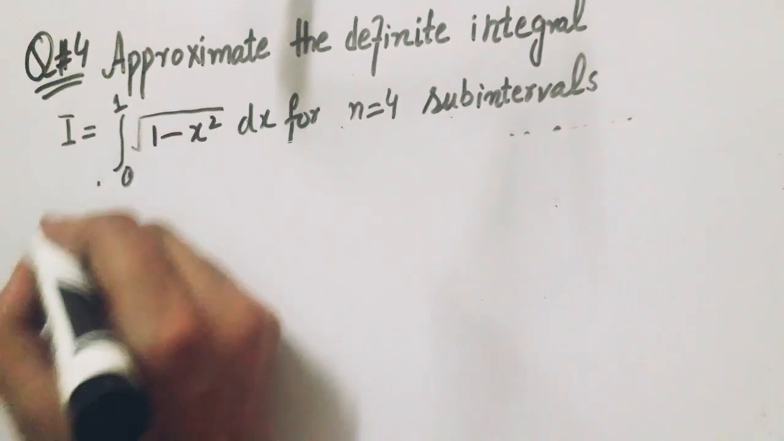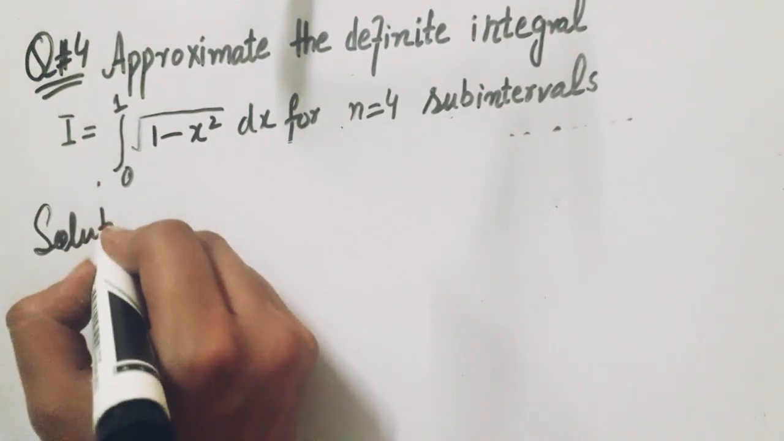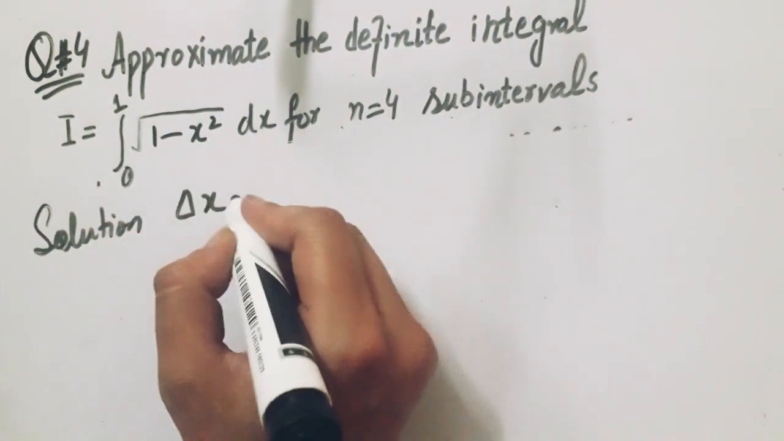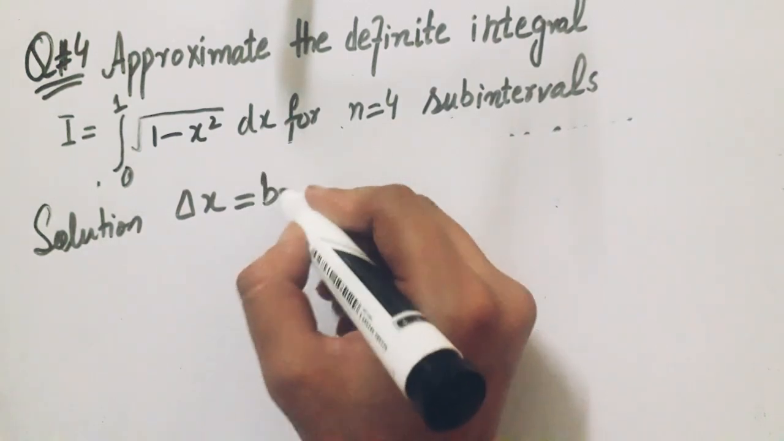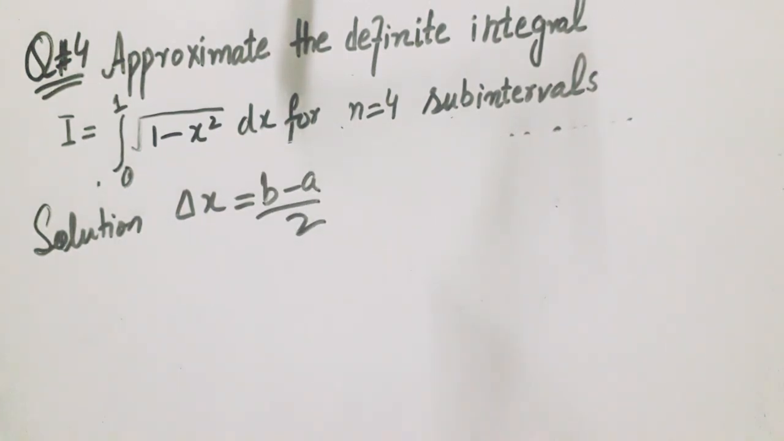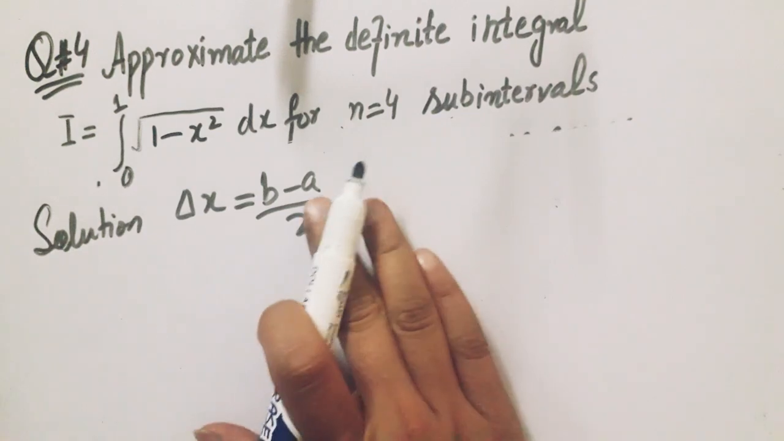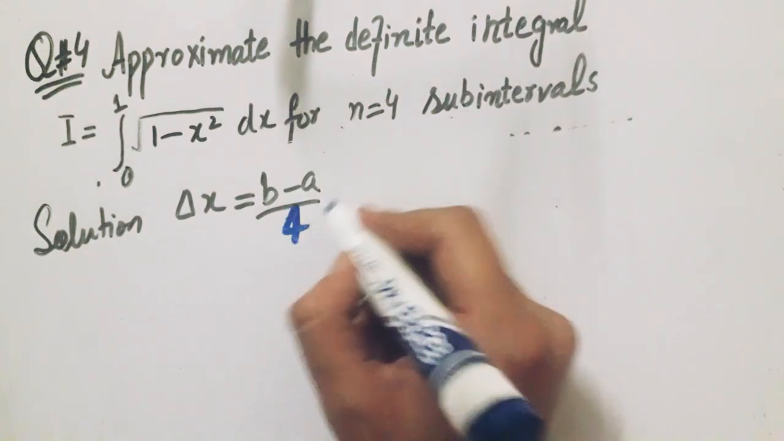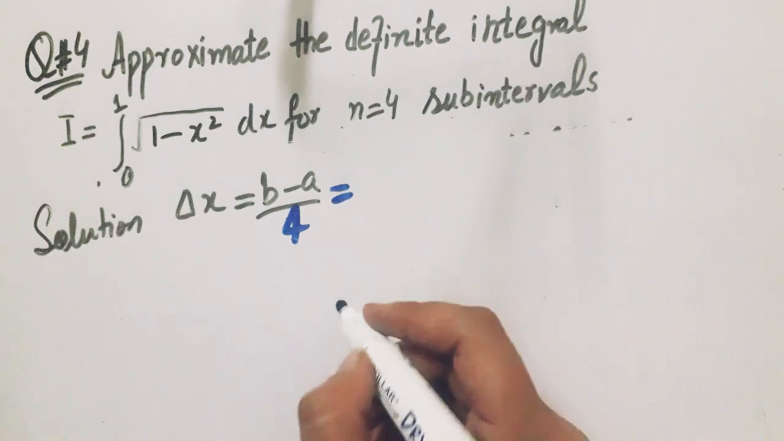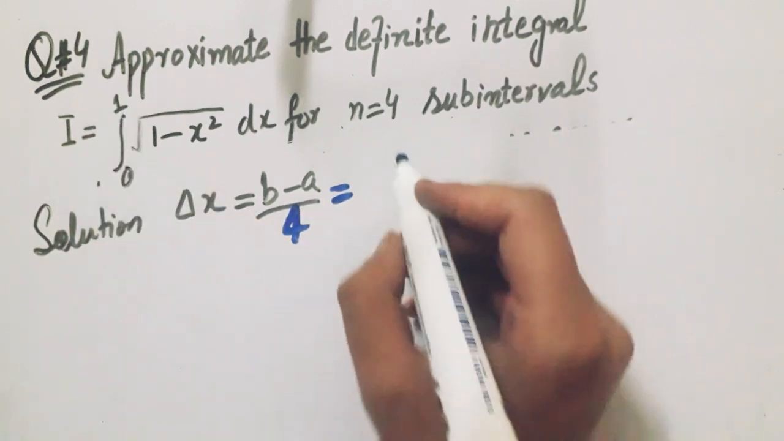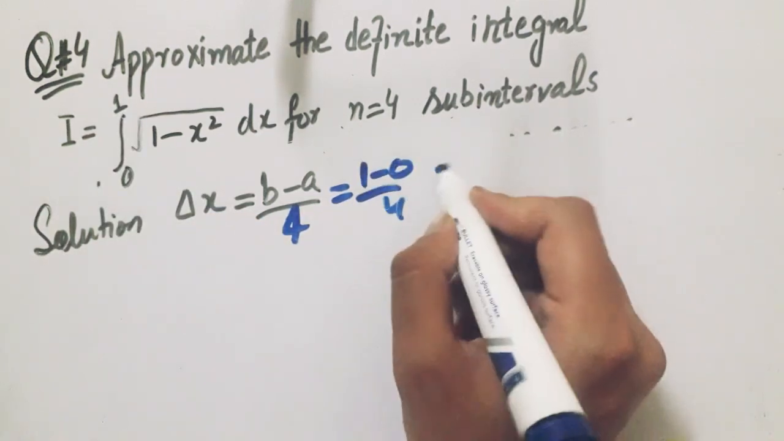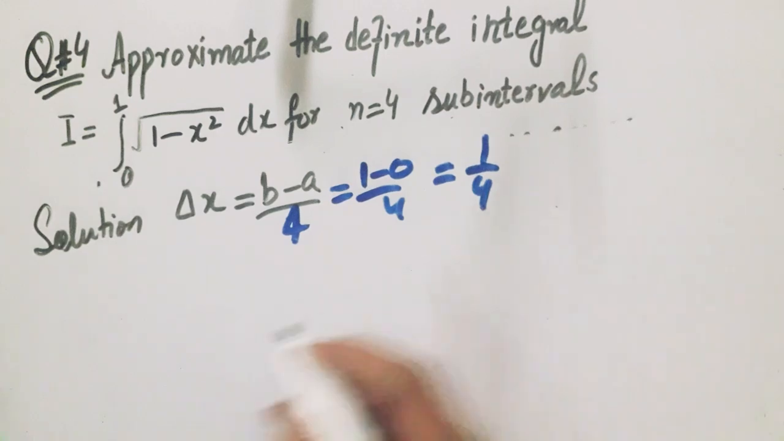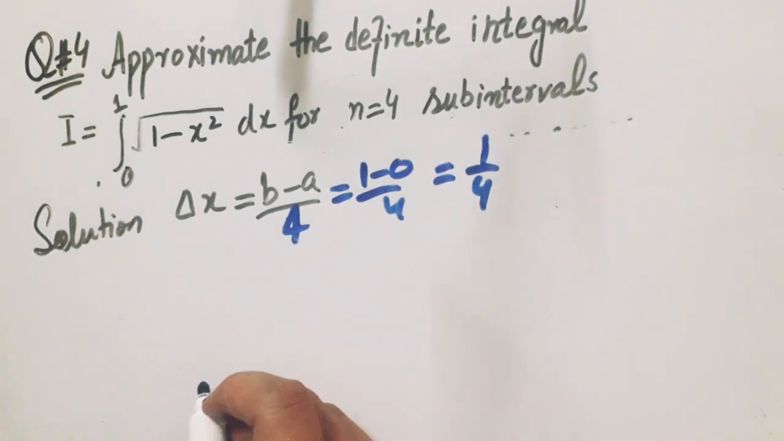The values go from 0 to 1. First of all, we will find the value of del of x, which is equal to b minus a divided by n. Here n is equal to 4. So b minus a means 1 minus 0, so 1 by 4. Now we will determine the values of xi.